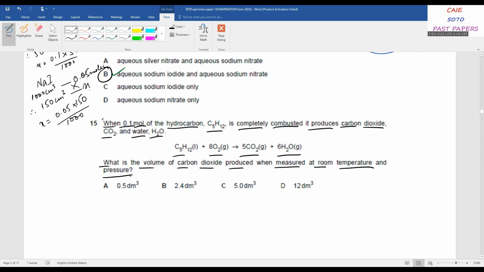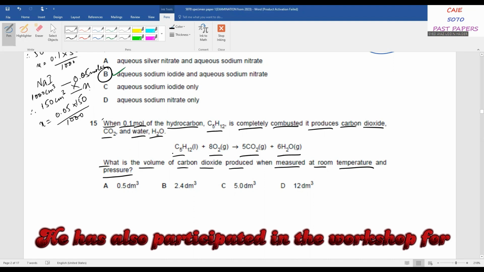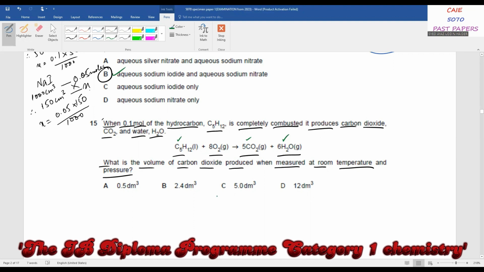So first of all, check whether the reaction equation is balanced or not. Let's count the carbon atoms on both sides. It's 5. Carbon is balanced. What about hydrogen? It's 12 on the reactant side. On the product side, it's 12. What about oxygen? Oxygen is 16 on the reactant side. On the product side, 5 multiplied by 2 is 10, 10 plus 6 is 16. So oxygen is also balanced on both sides of the reaction equation.